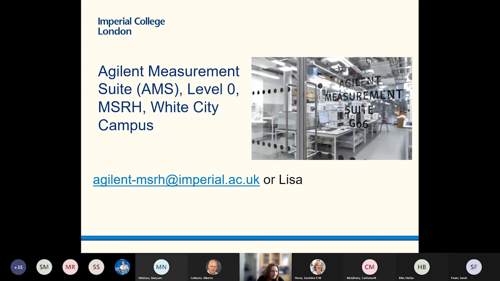So just briefly about the Agilent measurement suite as well. This is on the ground floor of the White City campus. So you can email the address down there on how to proceed with getting access to the Agilent measurement suite, or you can just email me and I'll put you in touch with the right person.